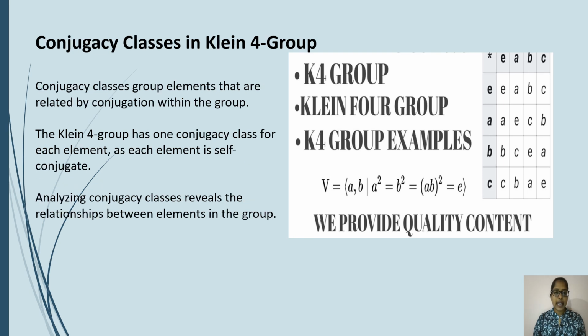Conjugacy classes in the Klein-4 group. Conjugacy classes group elements that are related by conjugation within the group. The Klein-4 group has one conjugacy class for each element, as each element is self-conjugate. Analyzing conjugacy classes reveals the relationships between elements in the group.